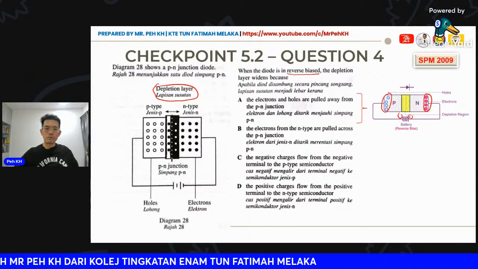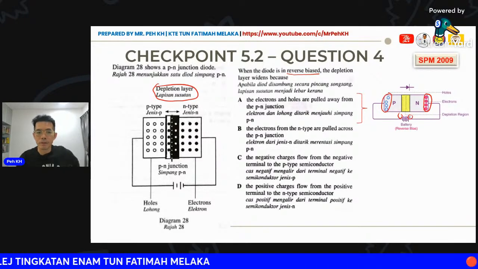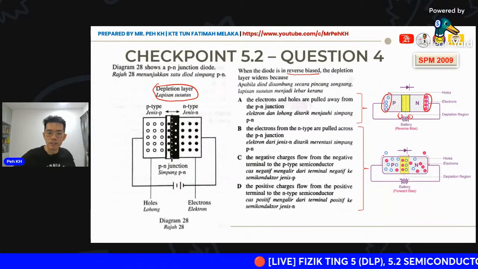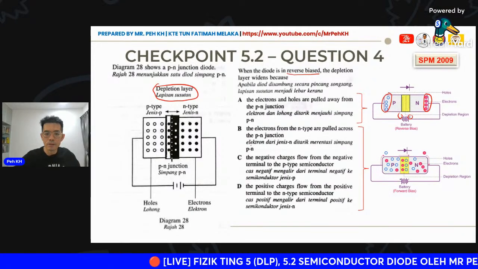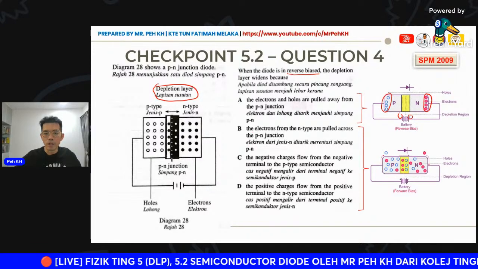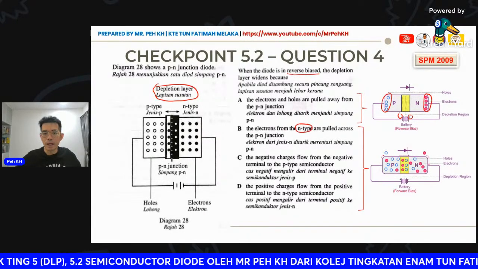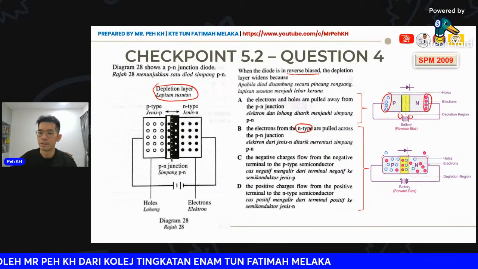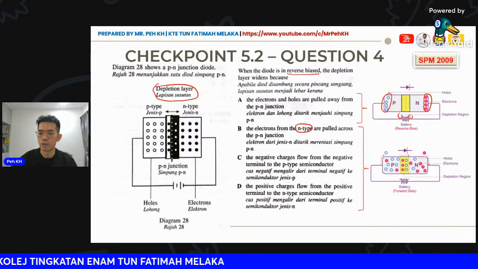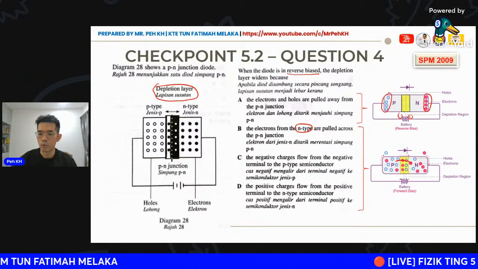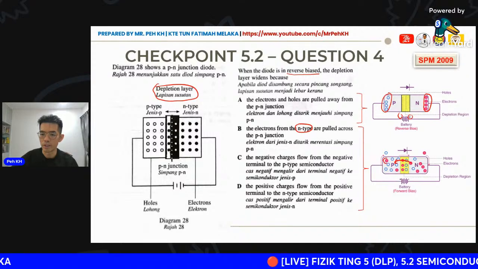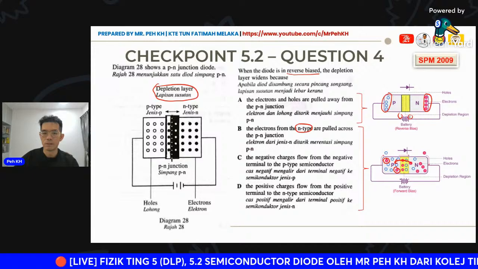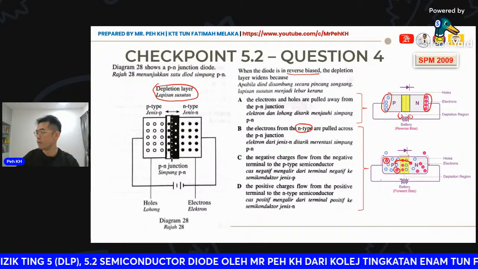For options B, C, D, they are descriptions for the forward bias. You can see in the first sentence, B, the electrons from the N type are pulled across the junction. The N type will have electrons, so you can see the electron is able to cross over the junction. You can see there is a presence of electrons at the P-type semiconductor. So this is actually the explanation for forward bias.